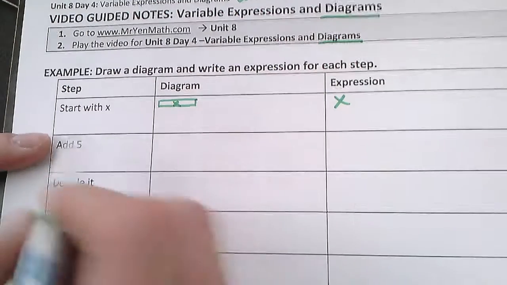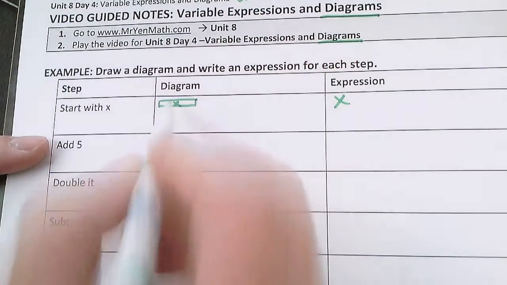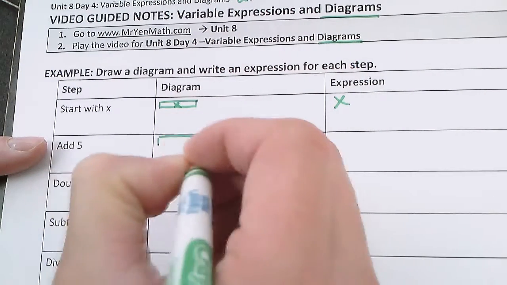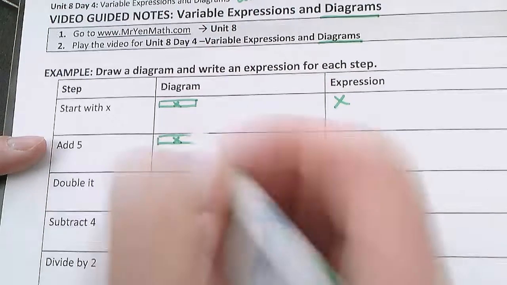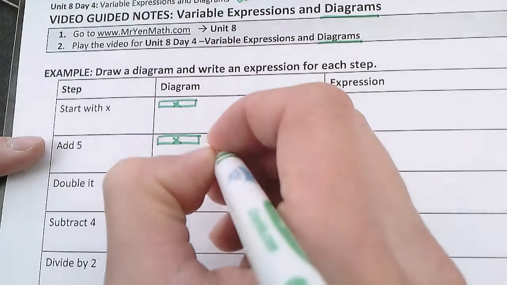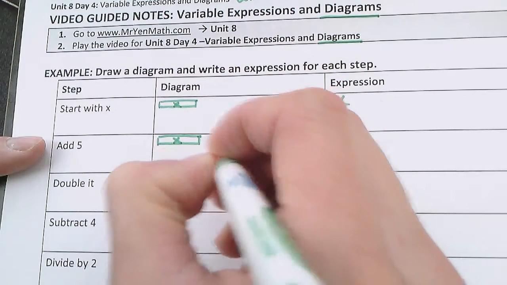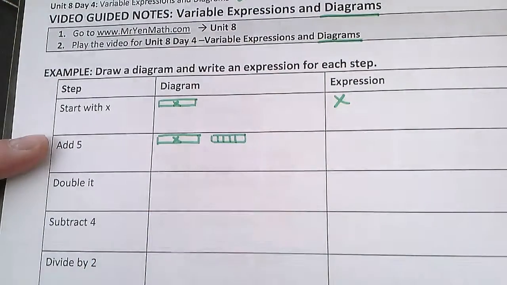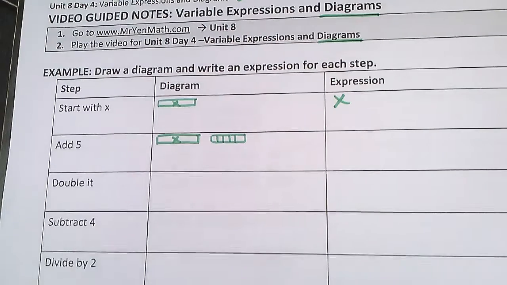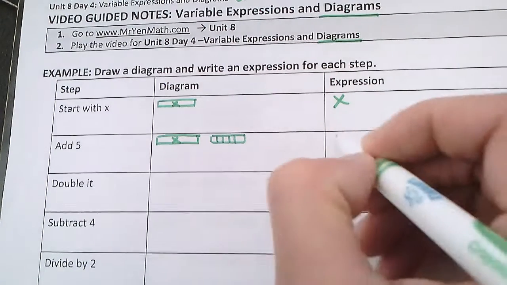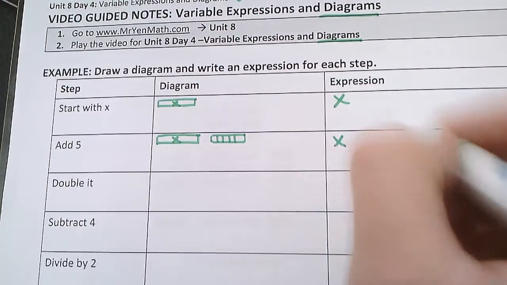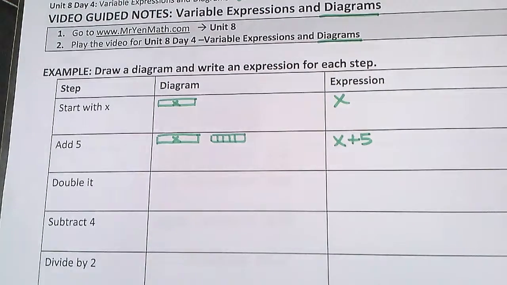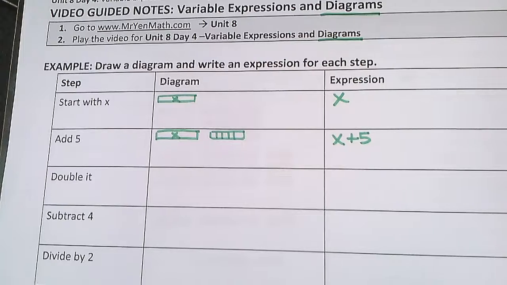Alright, then it says we're going to add 5 to this x right here. So we have our x, and we're going to add 5 to it. 5 ones to that x right there. And our expression is we had x, and then we added 5. So plus, because we're adding, and then 5. That step's done.